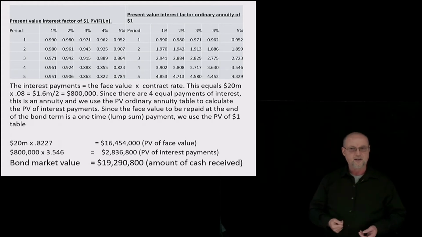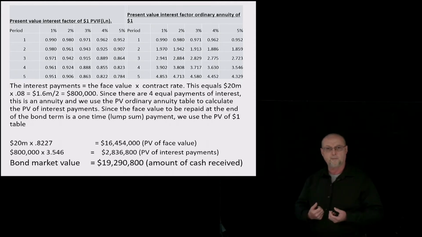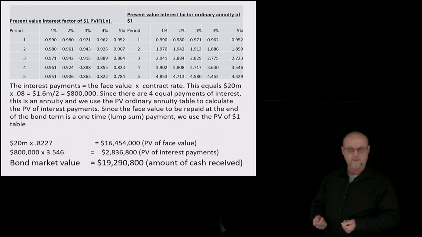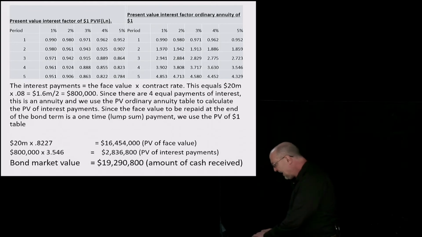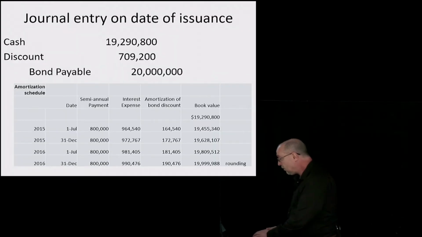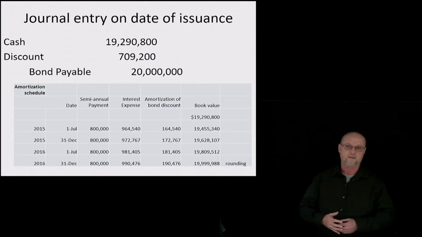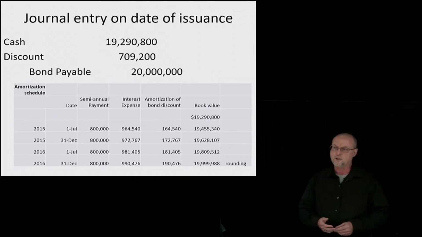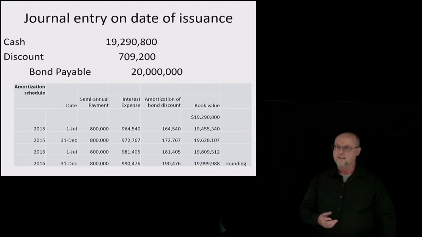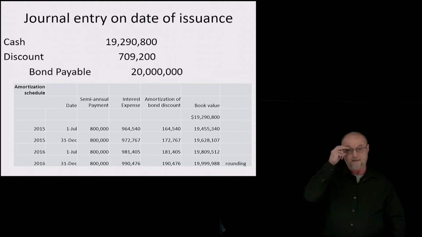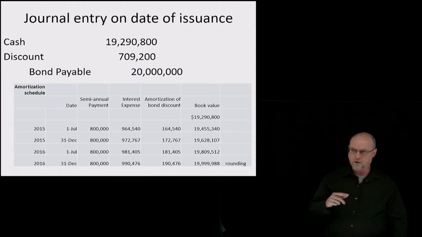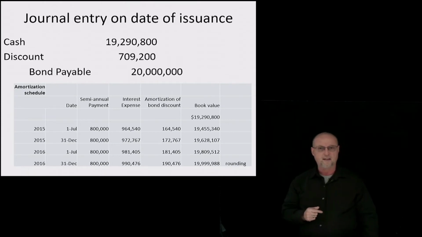That's the amount of cash that the company issuing the bonds will receive. Remember, with bonds, we're borrowing money. We're trying to raise money to expand our business. So we received 19,290,800. And at the end of 2 years, we're going to have to pay back $20 million. Okay? So here's the journal entry on the date of issuance. Debit cash for 19,290,800, credit bonds payable at face value. That's the amount we're going to have to pay back. And the difference between the two, in this case, was a bond discount.